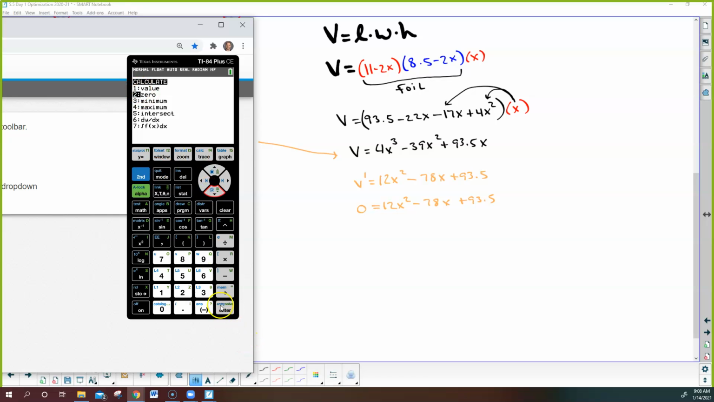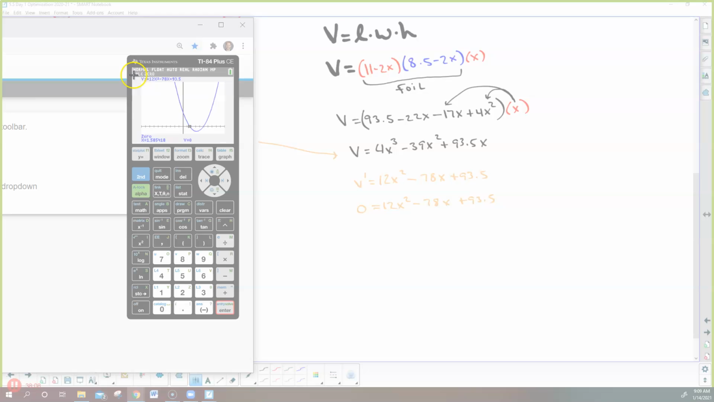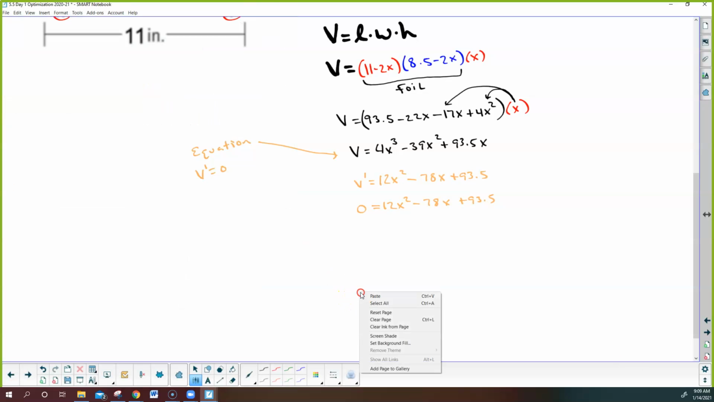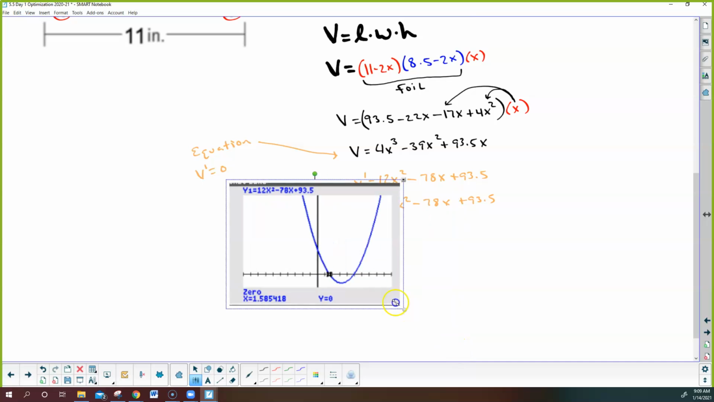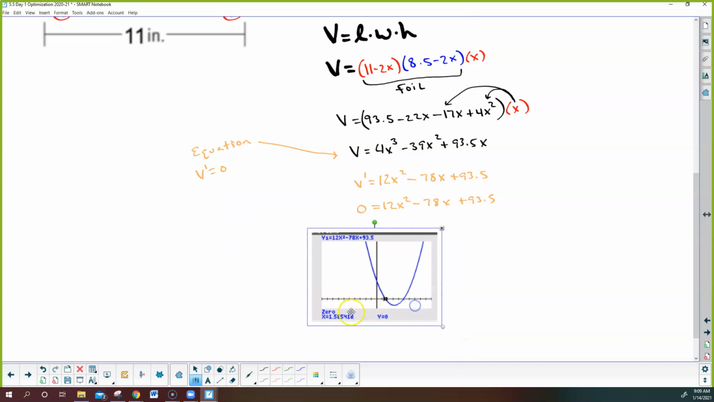Second calc, 0. And I want to be to the left of the first 0. So that's my left bound. And then I want to be to the right of that 0. And I get 2.122. Oh, that's guess. Sorry. I have to hit enter. There we go. So here's my first 0. I'm just going to put this here so I can see that.